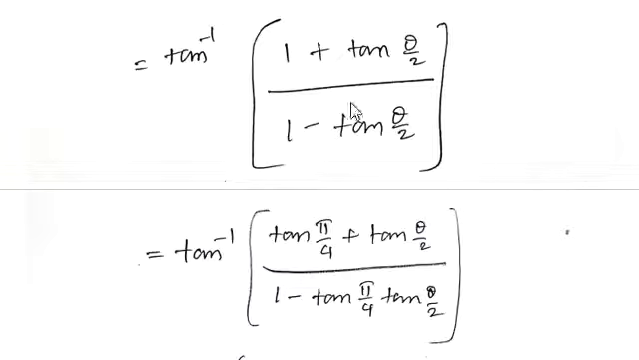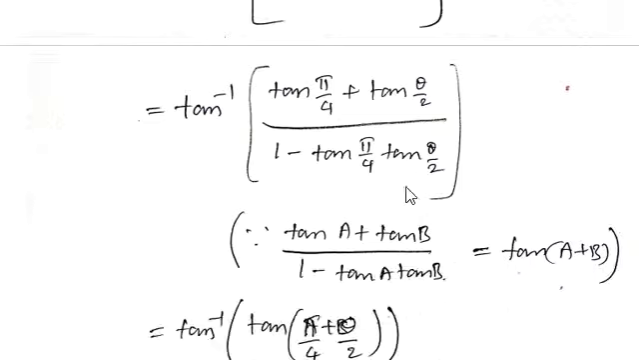And we know 1 is tan 45, so in the place of 1 we can write tan 45. Why we write like this is to simplify, to convert this into the form of the formula, that is tan of a plus b. So in the place of 1 we can write tan pi by 4 or tan 45, and here also it is 1 into tan theta by 2. So in the place of 1 we can write tan 45 or tan pi by 4.